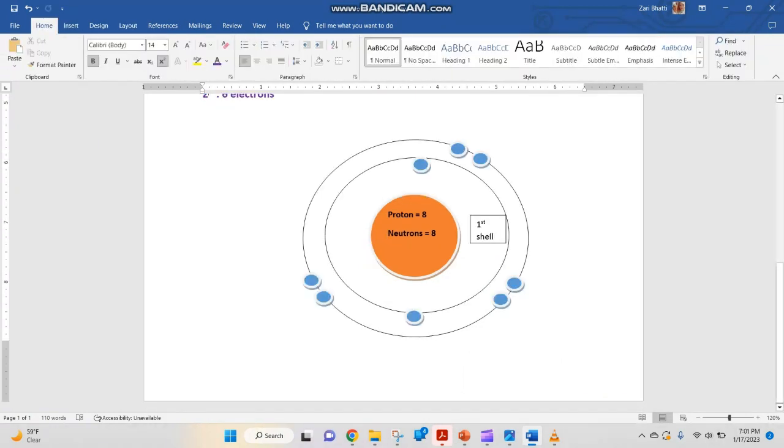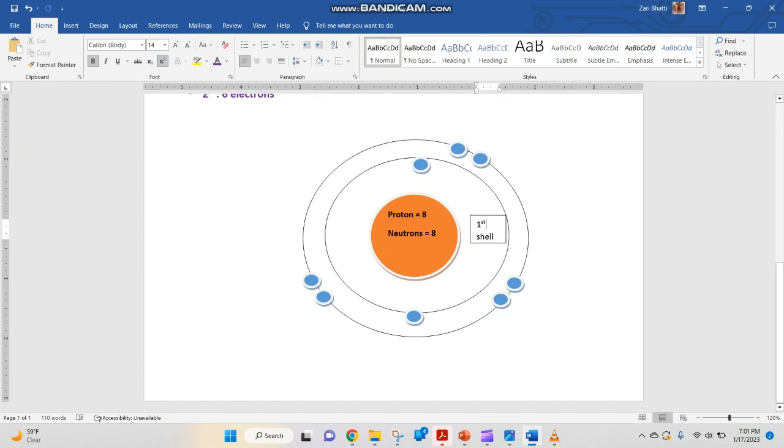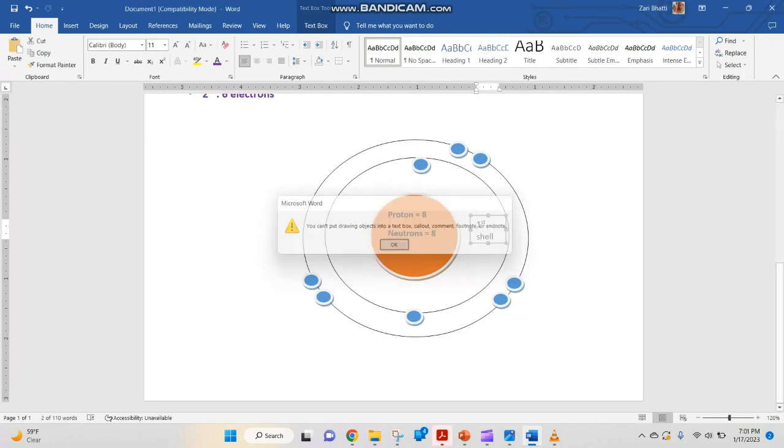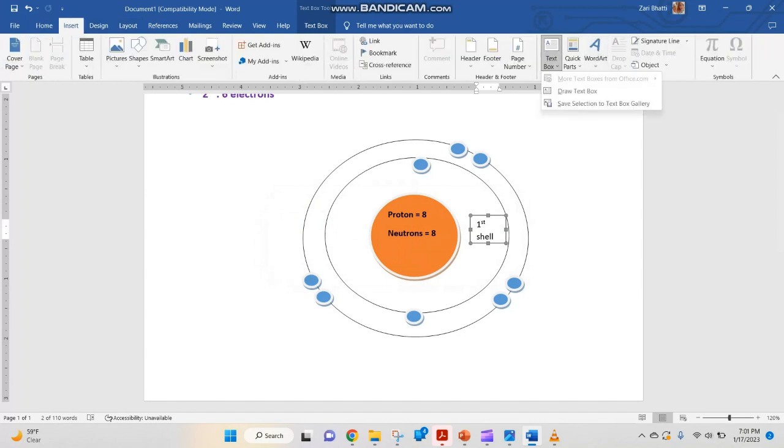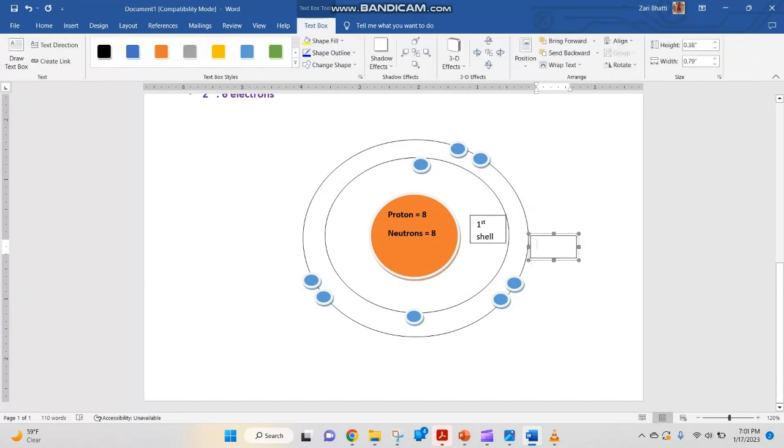Alright, so the video got disconnected somehow. If you see over here, I have my second shell as well. I have labeled the first shell, and I'm going to label the second shell as well, so you're able to see which one is the first shell and which one is the second shell.